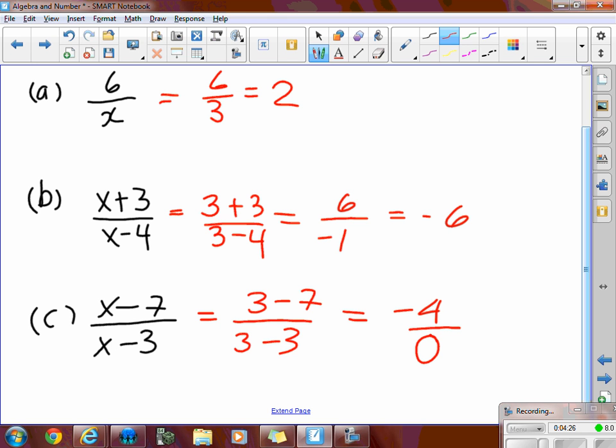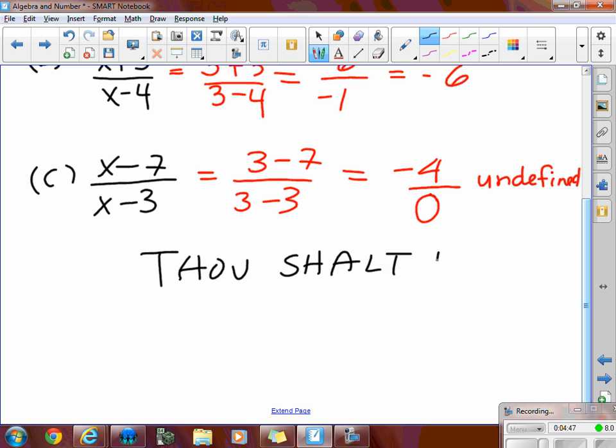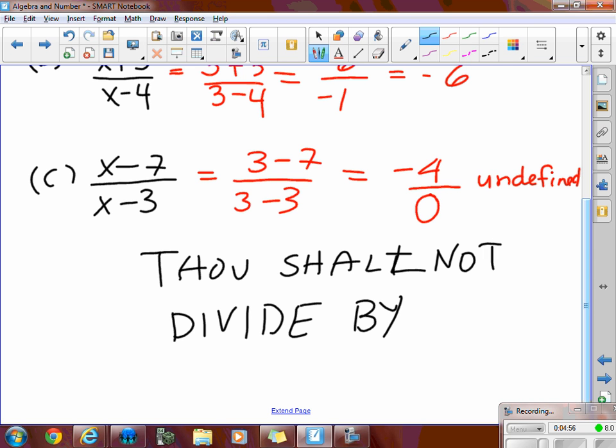I heard some people say that's 0, and some people think this is negative 4. But this is undefined. Why? The first commandment of math: thou shalt not divide by 0. You cannot do it. Nothing is divisible by 0.